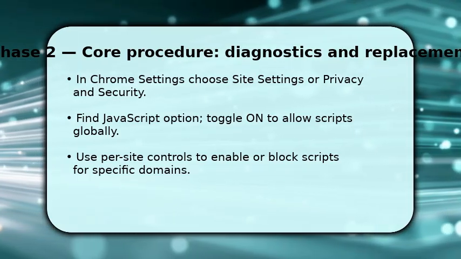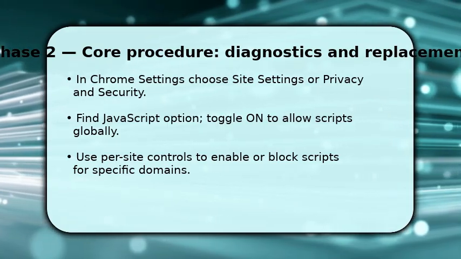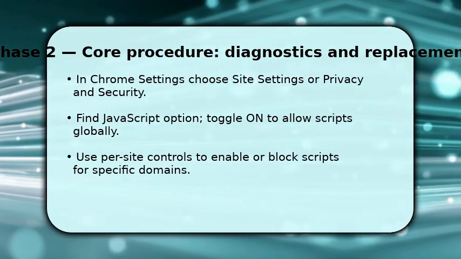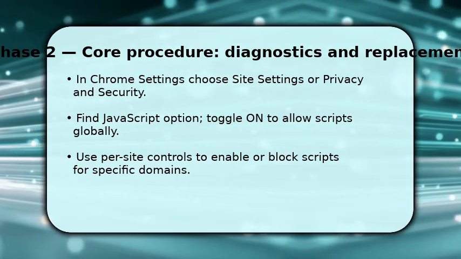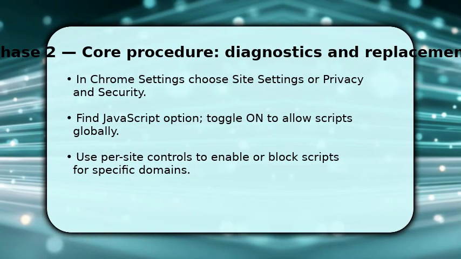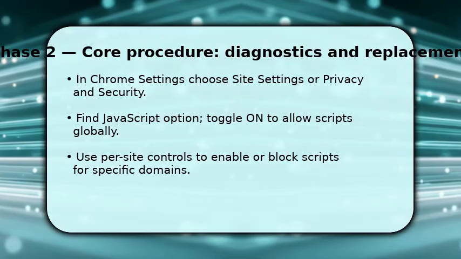Tap the JavaScript toggle so it reads on. That enables scripts for all sites. If you need finer control, use the per site list below. Add a domain and set allow or block, which is safer for sensitive pages. Make sure to exit Settings and return to the website to see whether dynamic content loads properly.